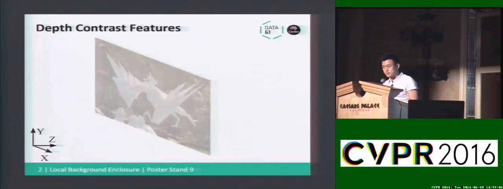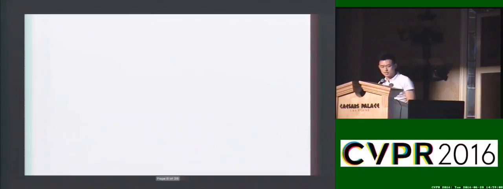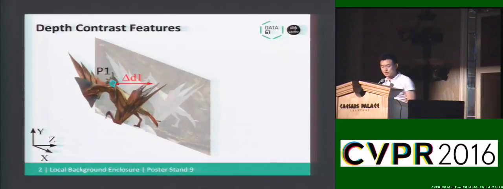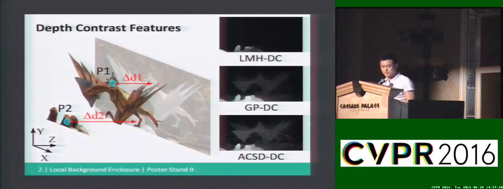Existing methods are based on depth contrast features, which assign saliency according to the depth difference between an object and its surroundings. So if we have a foreground patch P1 at a certain depth, and a background patch P2 with greater depth difference to its surroundings, then contrast methods will assign P2 a higher saliency than P1. And this can be seen in the output saliency maps of existing methods.